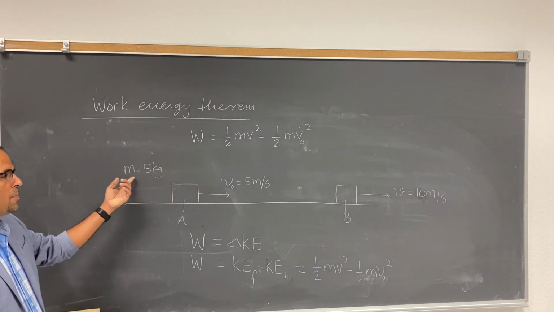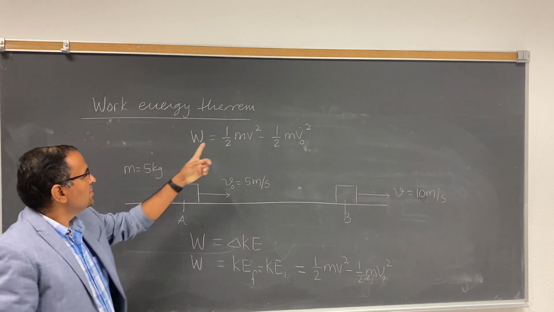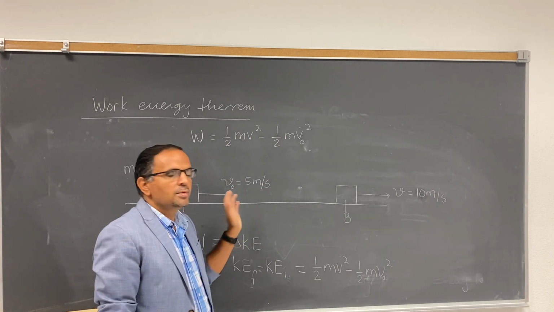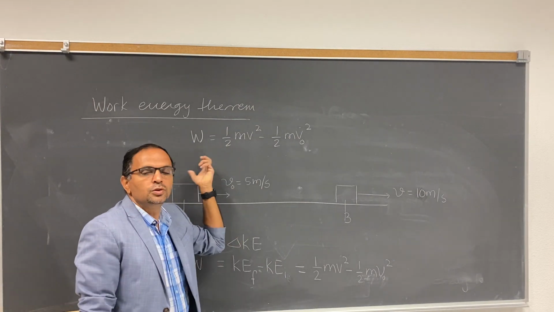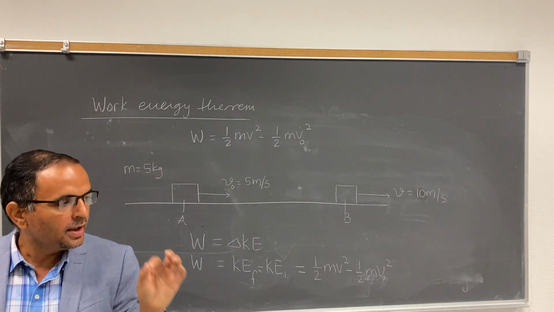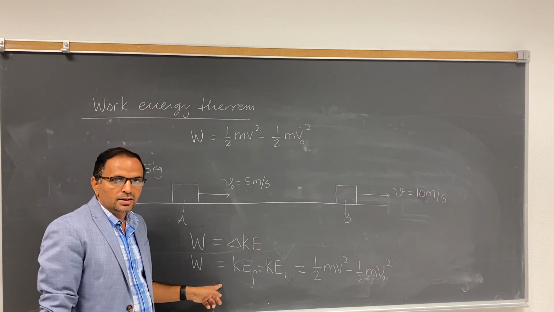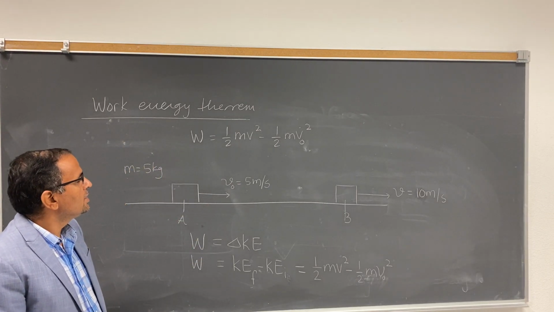And look, you have a mass 5 kg, a final velocity 10 meters per second, and an initial velocity 5 meters per second. Plug the numbers here, you get the work done. Very simple. So again, the change in kinetic energy is equal to the work done. This is called the work energy theorem.